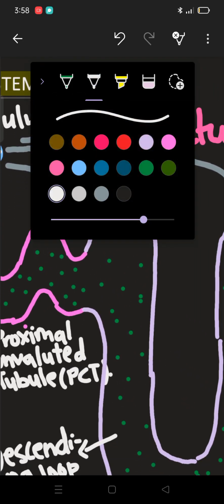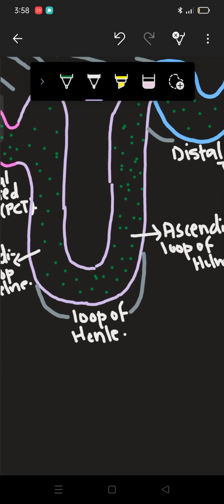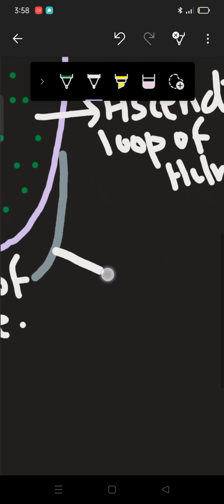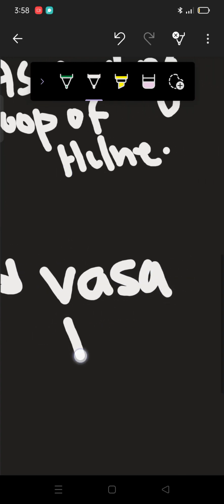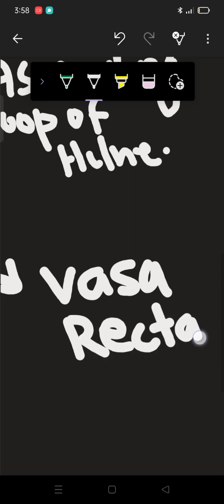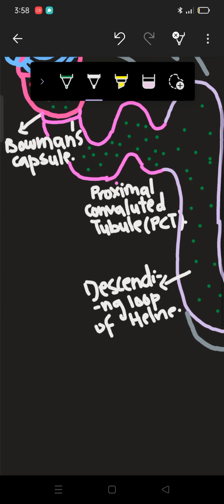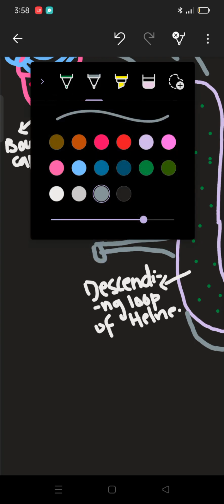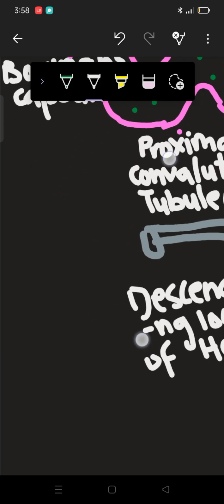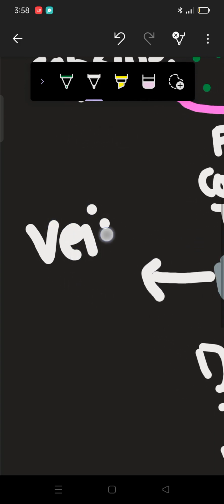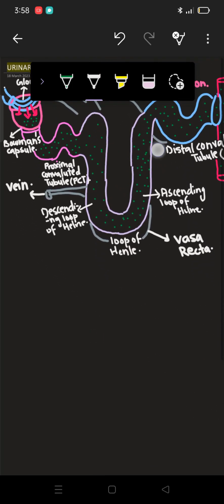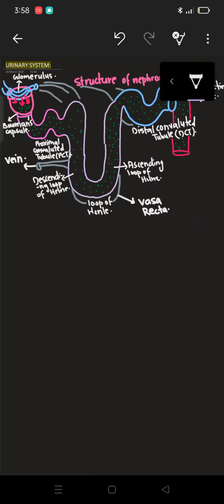So I should write it down, and the capillary which will go to the loop of Henle will be known as vasa recta. Vasa recta. And ultimately all these capillaries will combine here together and they'll form a vein. Alright, so I am writing here, this is known as renal vein. So this is the vein I do have, and those were paratubular capillaries.